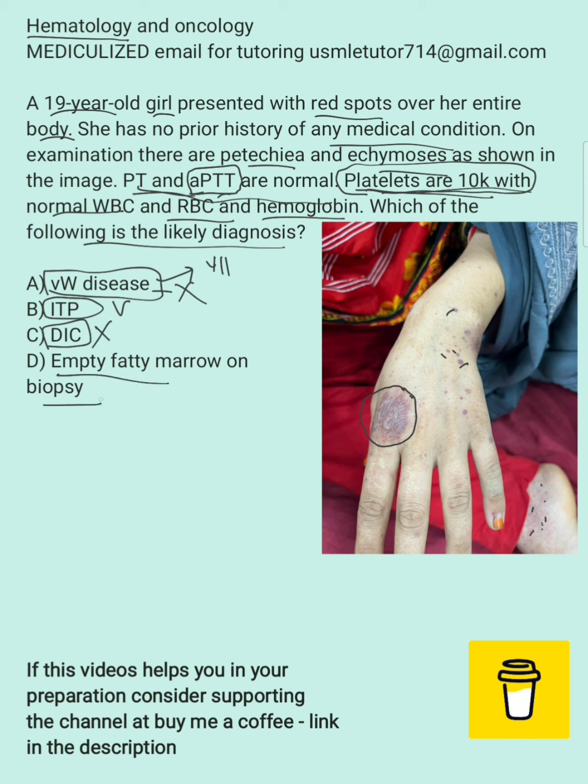Empty fatty marrow, they're referring to aplastic anemia. This is also a wrong answer because in the question they said that the WBC and RBC are normal. Here you get pancytopenia where RBC, WBC, platelets, all of them are low in aplastic anemia, and so here this is definitely immune thrombocytopenic purpura.